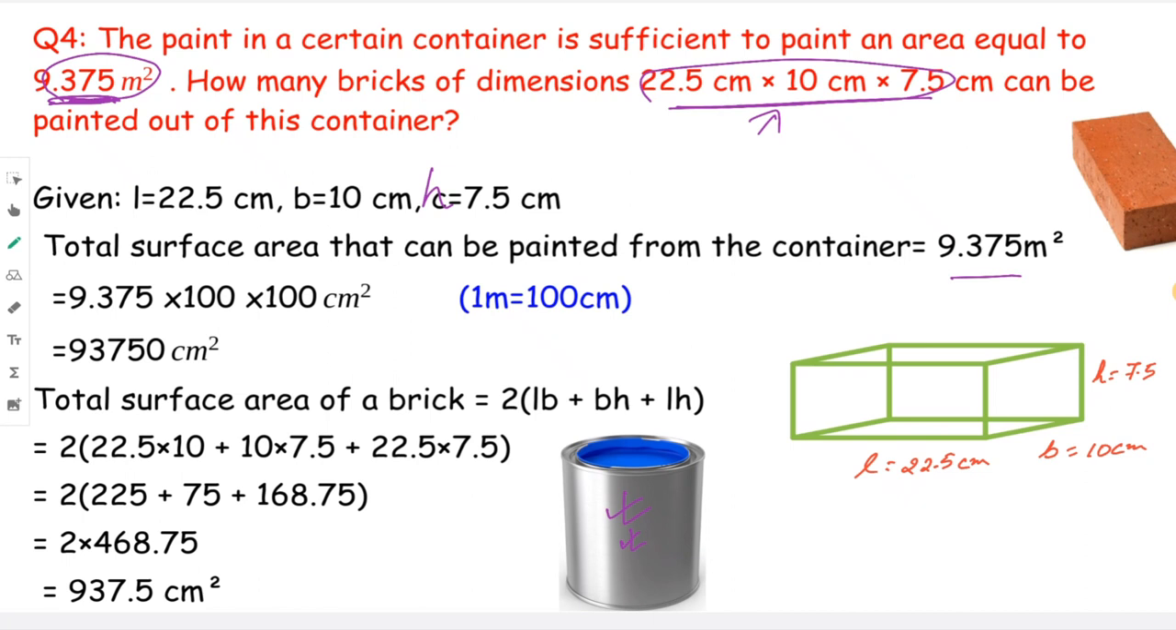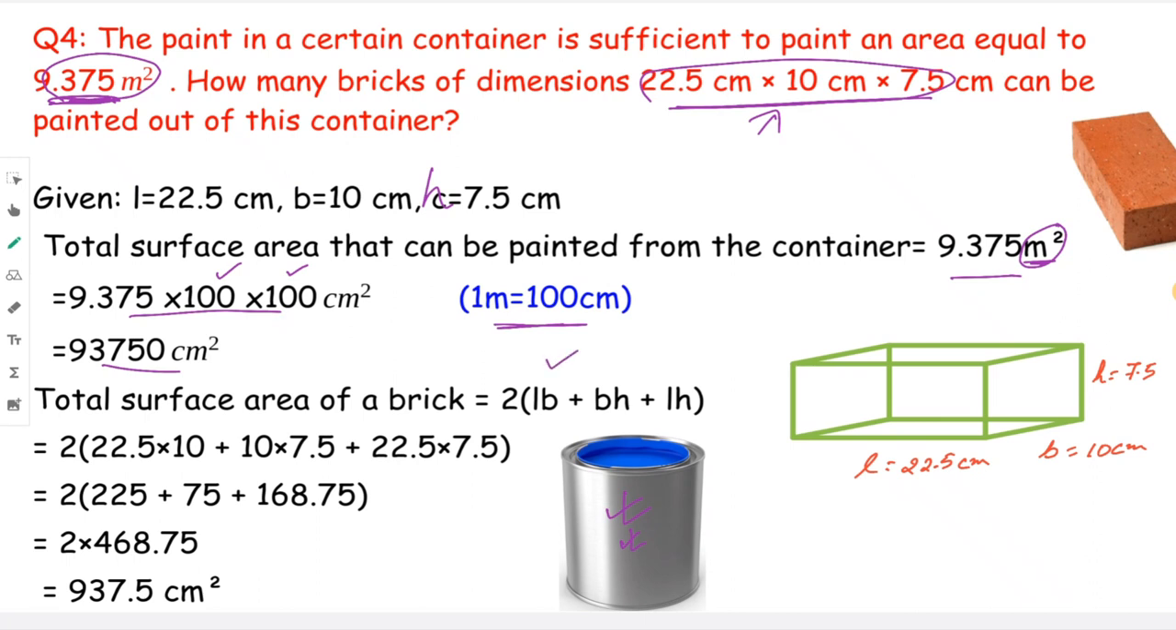square. I'm going to convert this meter square into centimeter, and here I've written 1 meter equals 100 centimeter. But if you look at this meter square, that is why I have to multiply 100 two times. And when you multiply these three, you're going to get 93750 centimeter square. And like I said, now let us find our total surface area of one brick.